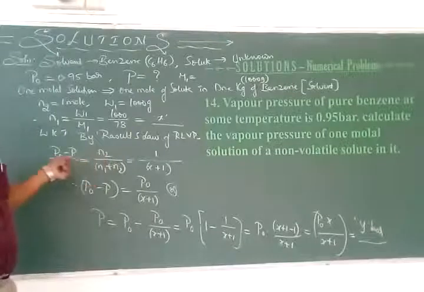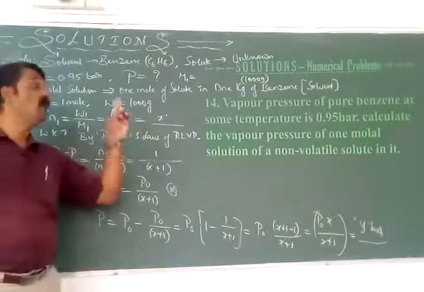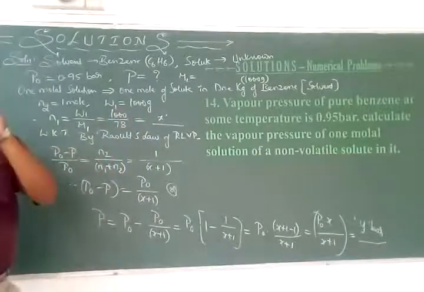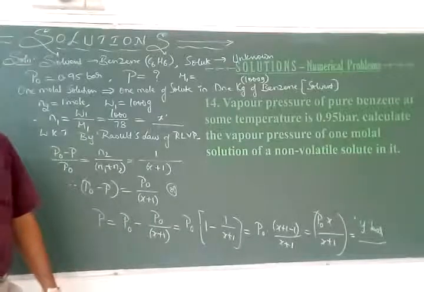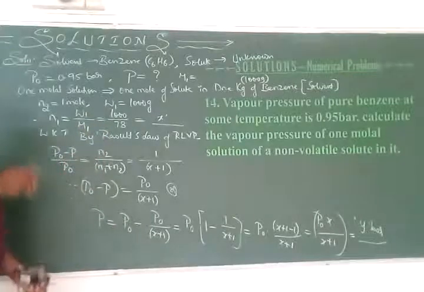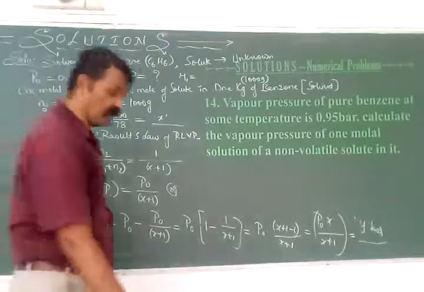That Y is called P. What is P here? It is the vapor pressure of the 1 molar solution. So that is about this numerical. Let's have the next one now.